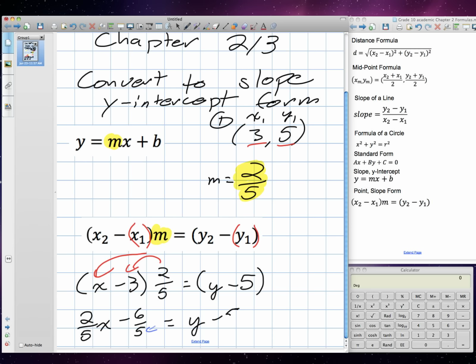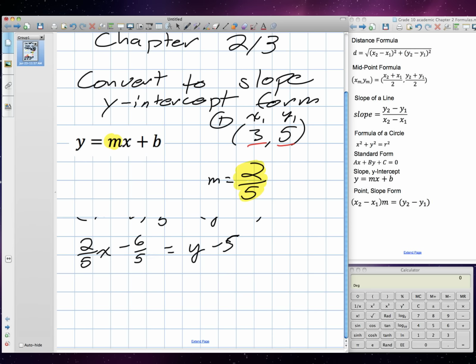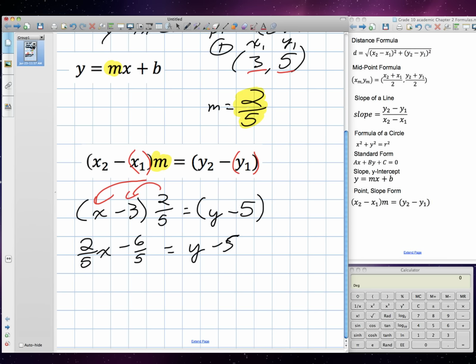Okay. Now I'm almost already equal to y. I'm going to bring that 5 to the other side of the equation. 2 over 5 x minus 6 over 5 plus 5. Now this part gets a little trickier. If it wasn't a fraction, it would have been very simple to work with. What this is, is negative 1 and 1/5 plus 5, which is 3 and 4/5.